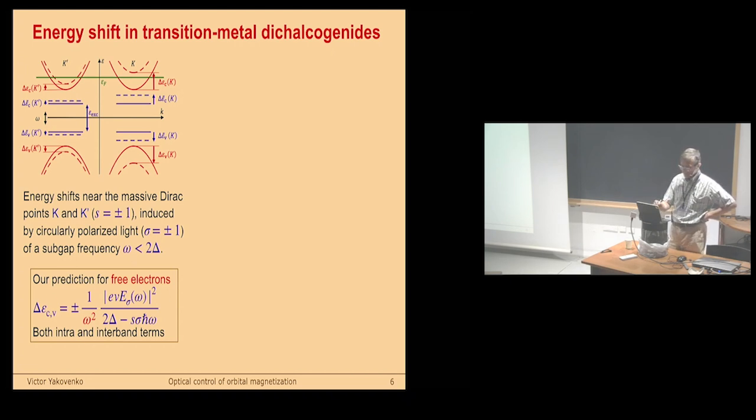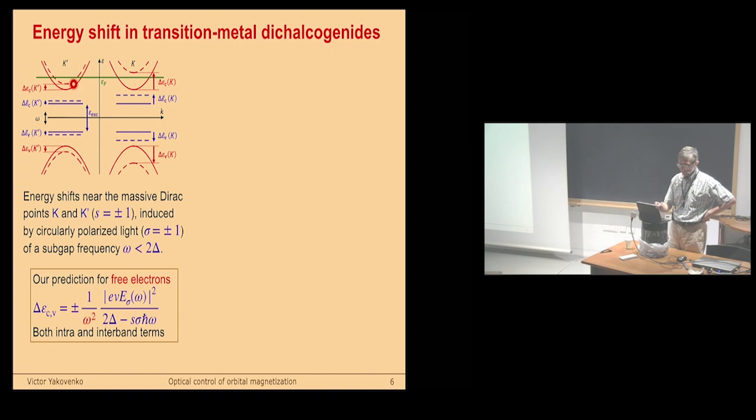Now, the energy shift is different. This dashed line is the energy shift of each valley, and it's different because in the denominator you have 2 delta, the energy gap, plus or minus h omega. Sigma is the index of circular light, and s is the index of the valley, so it is a product. So the bottom line is plus or minus h omega. For one valley it's minus h omega, a big shift, and for the other it will be plus, a small shift. So the energy shifts are different in the 2 valleys if you shine circularly polarized light.